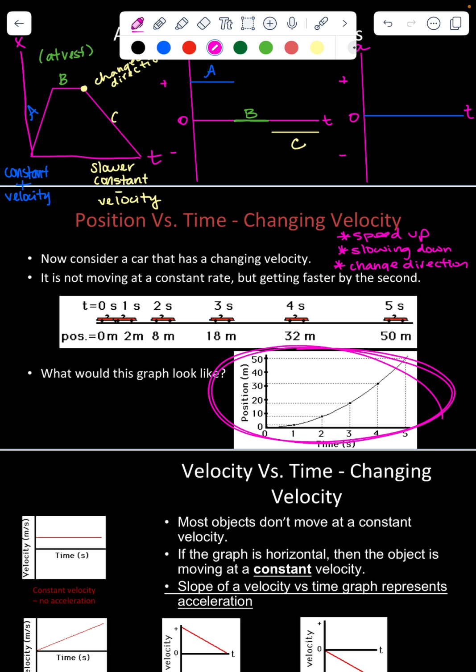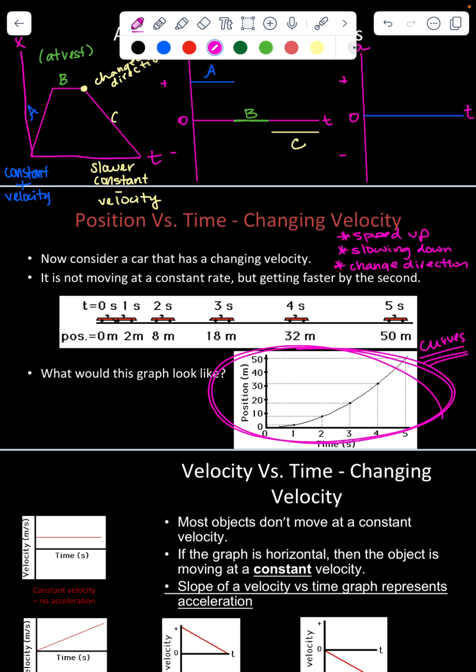Now, because we have these accelerating motion scenarios, we are no longer just looking at these straight diagonal and straight horizontal lines on position versus time graphs. We are also looking at curved motion. If you see curved motion on a position versus time graph, that should automatically tell you that we have some type of acceleration.